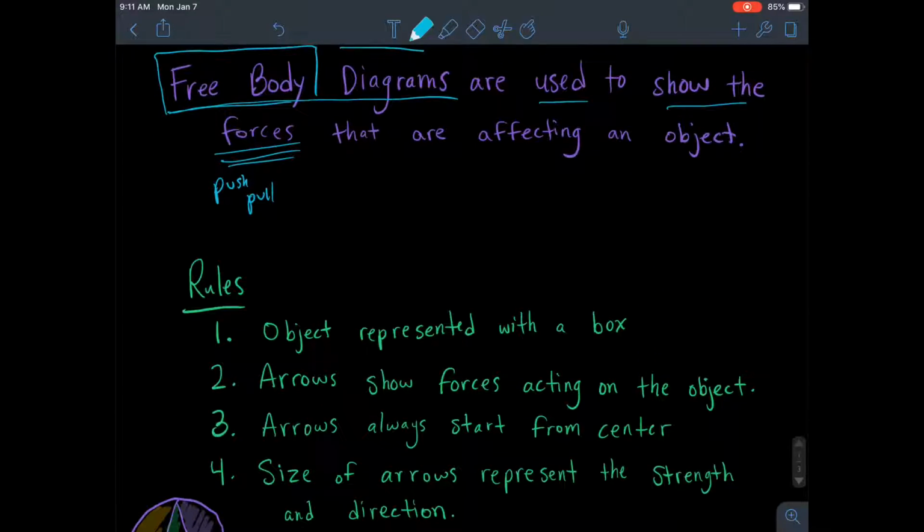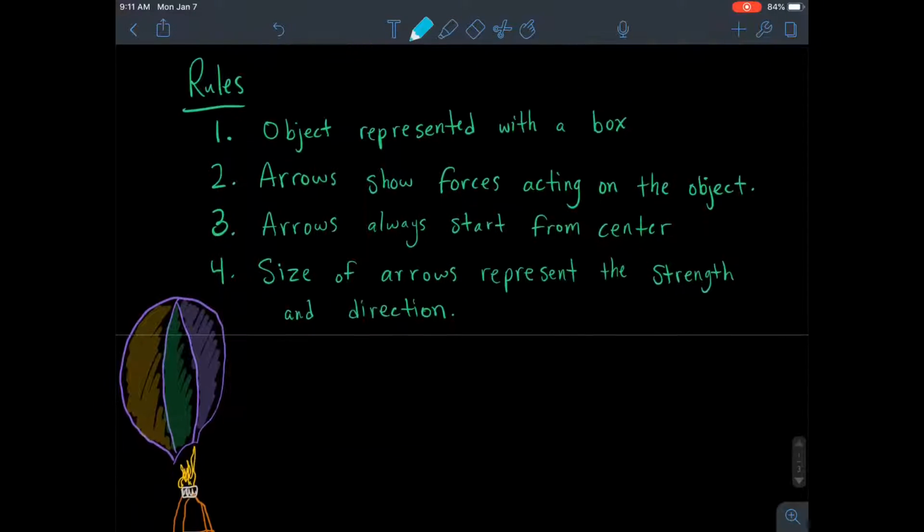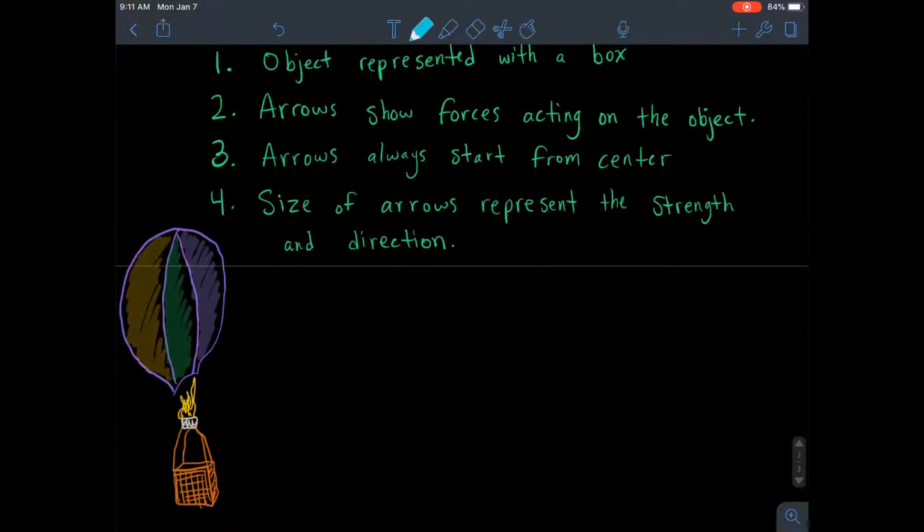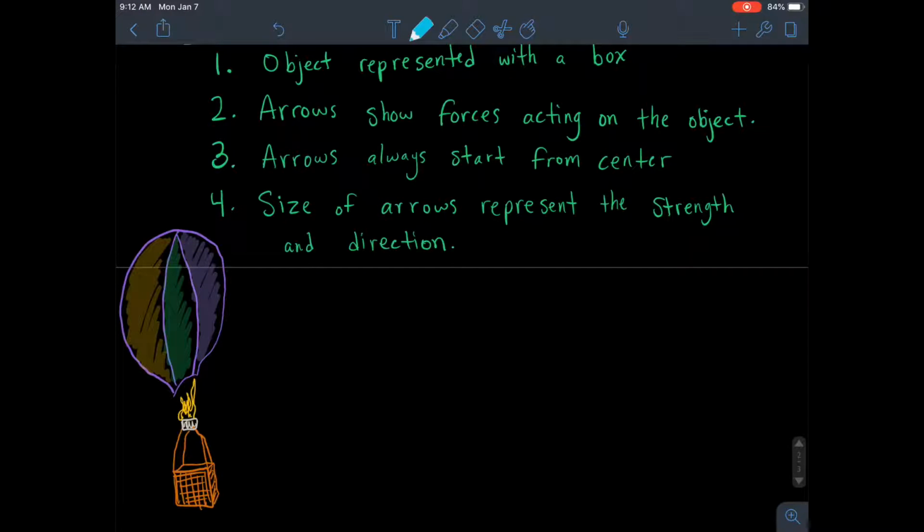When we draw a free body diagram, there are a few rules that we need to follow, and we'll use this flying hot air balloon as our example. We'll say that this hot air balloon is going in the upward direction, and we'll put a person in there. The person has some weight, so they are also causing a downward force, because not only is there the weight of the balloon, but also the weight of the person pushing down, but the balloon overall is going up.